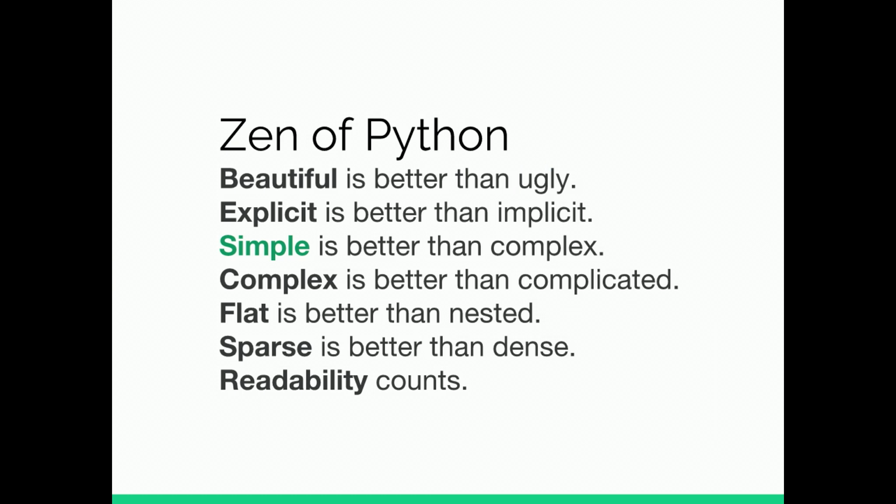The Zen of Python already talks about simplicity. It says that simple is better than complex, as well as other stuff like beautiful is better than ugly, explicit is better than implicit, and all of the things revolve around simplicity. And that's really nice, but how can we achieve that when developing Django apps?